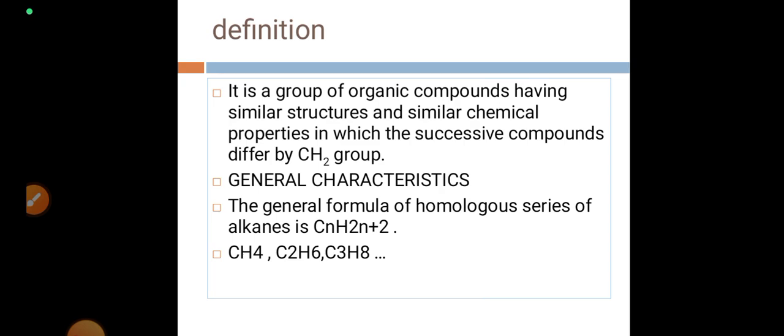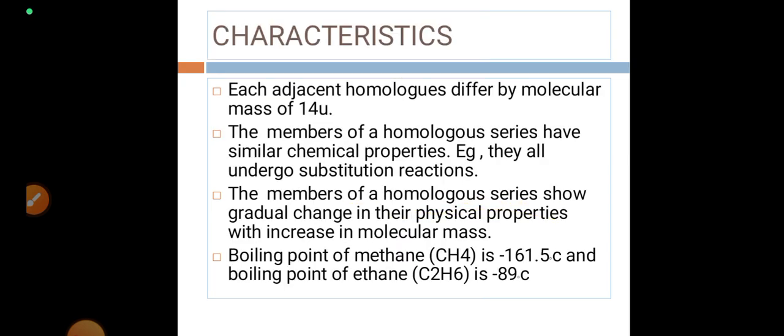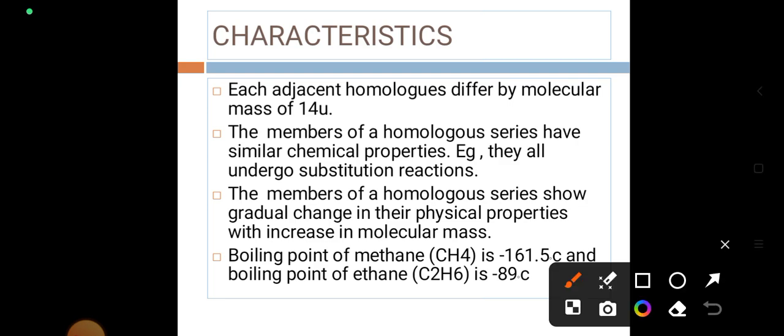Now let us understand the third characteristic. Each adjacent homolog differs by a molecular mass of 14 u. So if I take the example of CH4, what would be the molecular mass of CH4? Carbon is 12, hydrogen is 4, so 16.